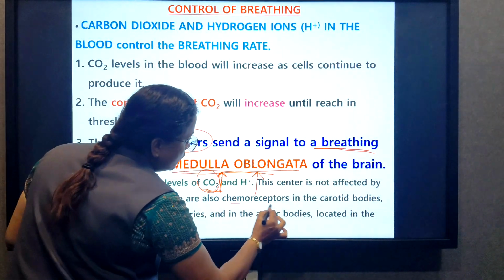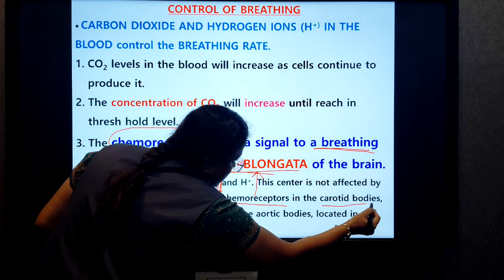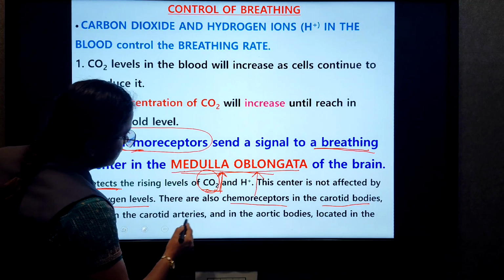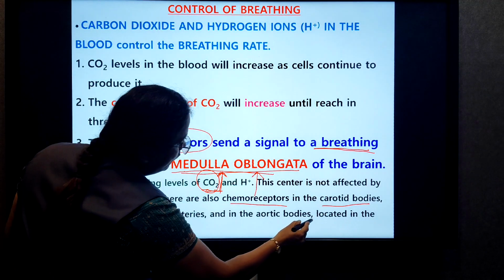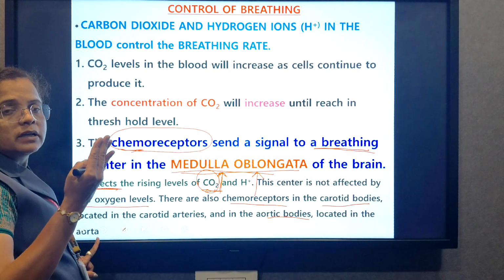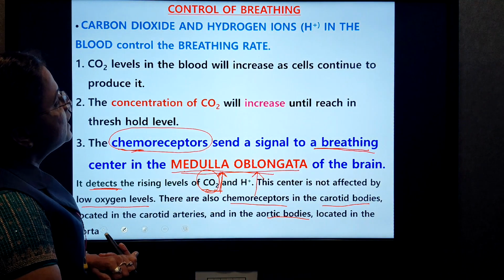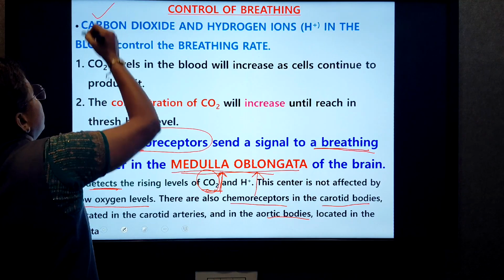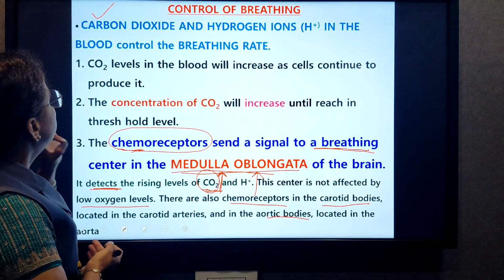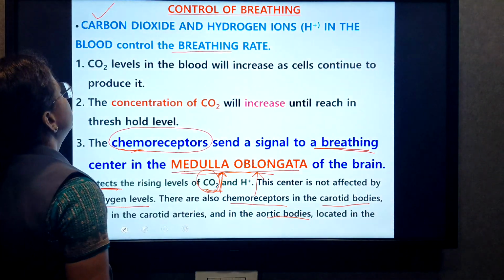MCQ: these chemoreceptors are also present in the carotid bodies. The carotid bodies are located in the carotid arteries, and the aortic bodies are located in the aorta, which comes out from the heart. So carbon dioxide and hydrogen ions are the main things that control the breathing rate.